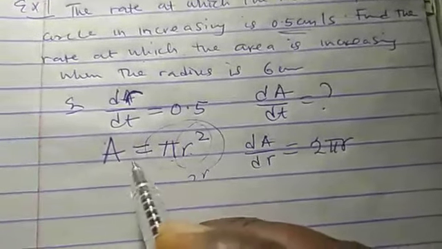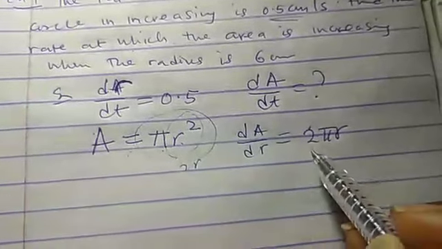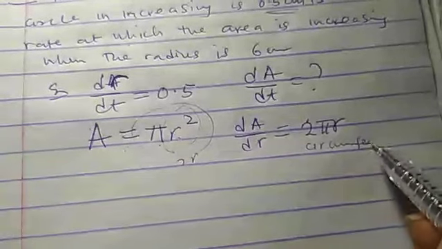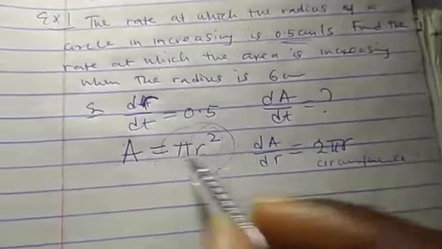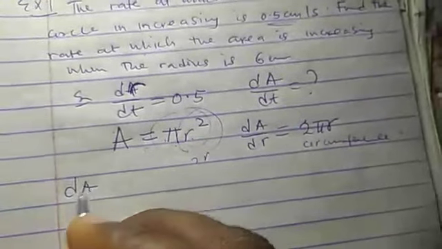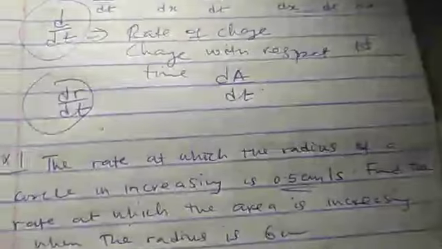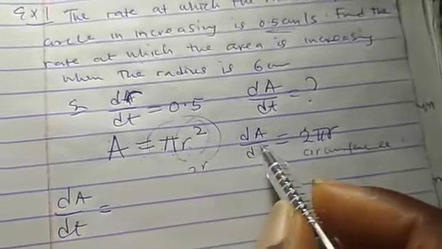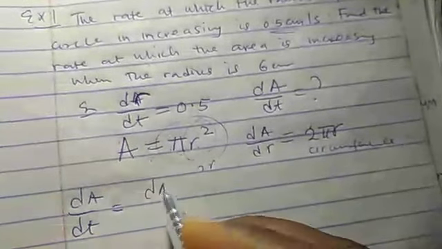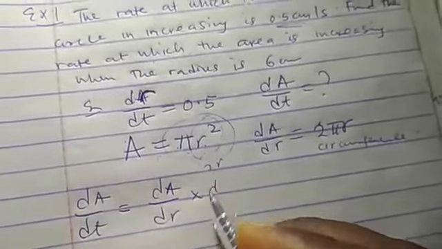This simply means that if I differentiate area, I will get 2 pi r, which is the circumference of a circle. That is one of the applications of differentiation. When I differentiate area, I got the circumference, which is 2 pi r. Now, but what I'm looking for is dA dt. So using the formula, dA dt, and A is a function of r, I will say that dA dr times dr dt.